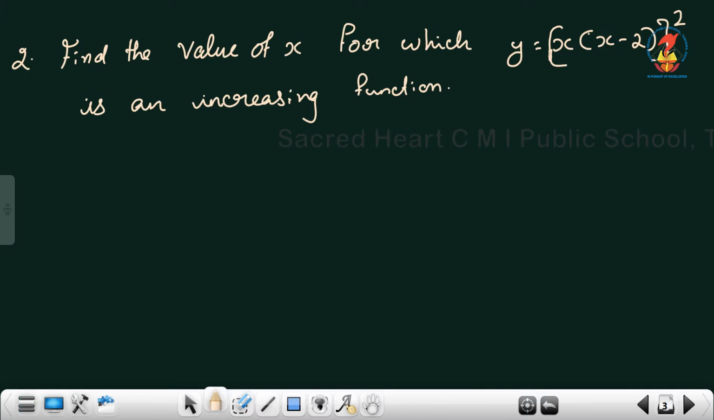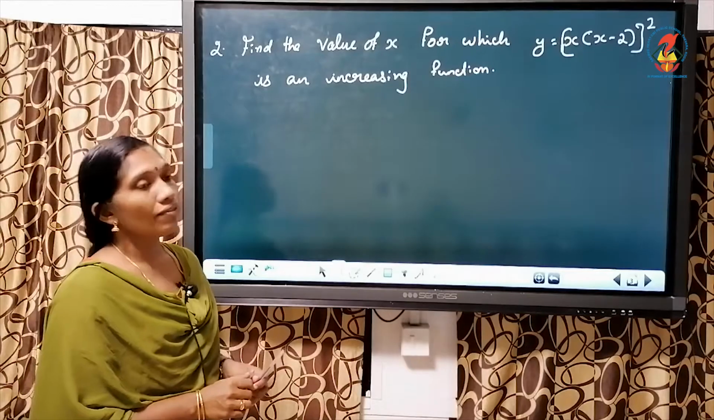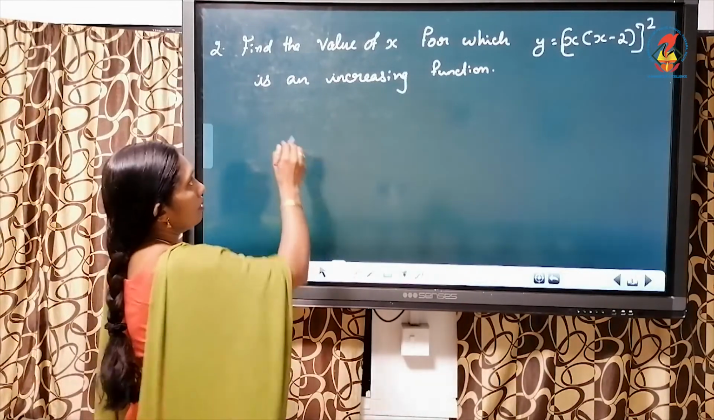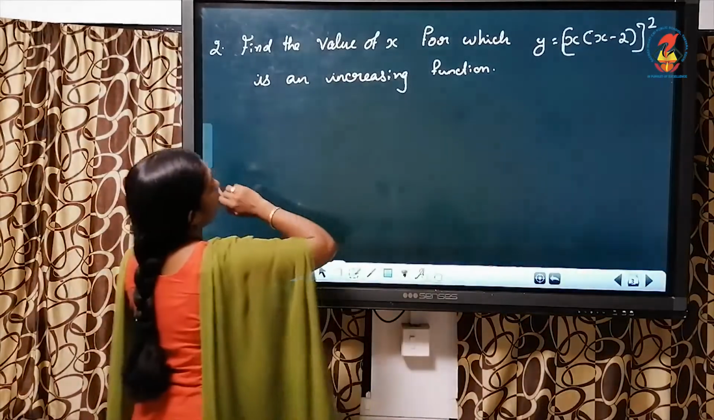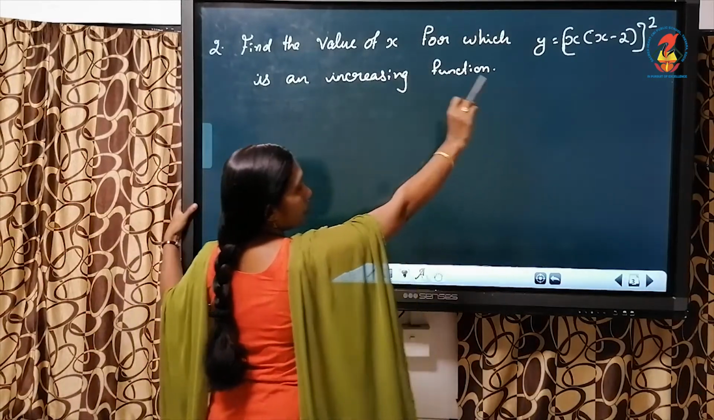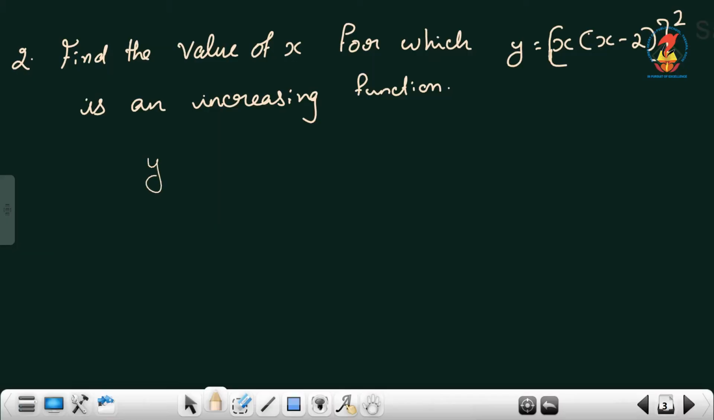Now, the second one: find the value of x for which y is equal to x into (x minus 2) the whole square is an increasing function. Find the values of x. We have to find x. So, it is an increasing function, that is given. Now, we find the value of x for which this function is an increasing function. So, we have to find x.